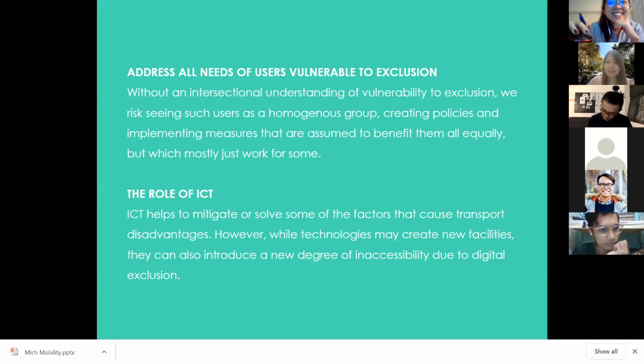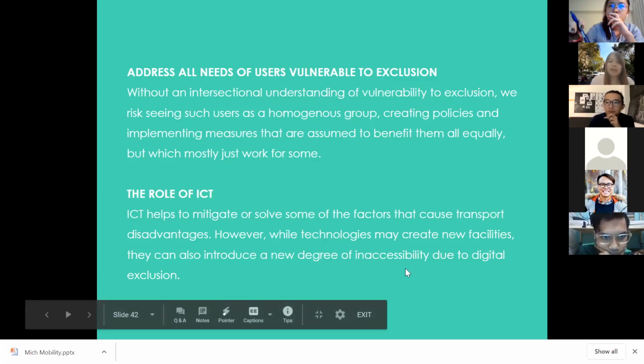Some of the interesting findings from the report: we need to address all needs of users that are vulnerable to exclusion. Not every user is categorized in just one group. Maybe they are categorized in multiple groups, and that makes them more susceptible to some situations. For example, comparing a young single woman with an elderly migrant woman, the latter will likely experience more vulnerable situations during her daily commute.